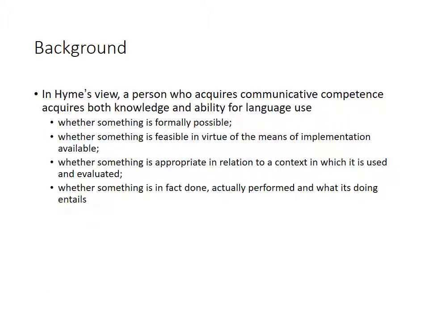Different researchers came up with different ideas for what communicative competence looked like. Hymes said that someone who acquires communicative competence acquires both knowledge and ability for language use. The person understands whether a language action is formally possible, whether it's feasible, whether you can actually do it, whether something is appropriate in the context, and whether something is actually done.